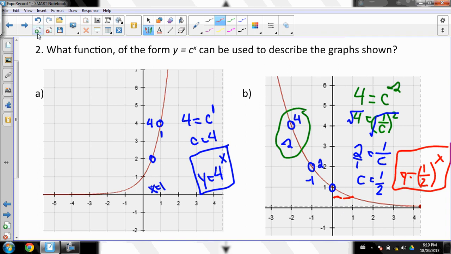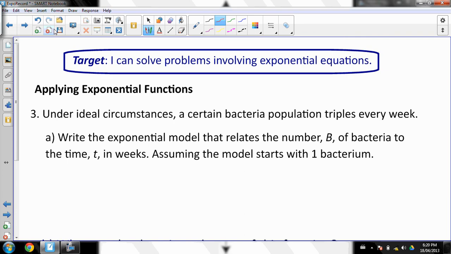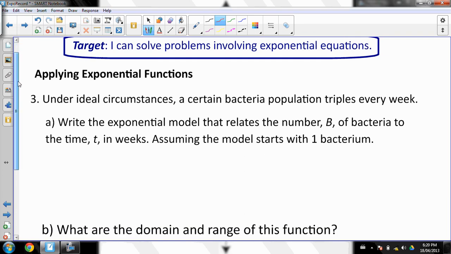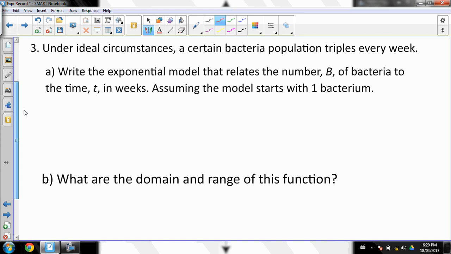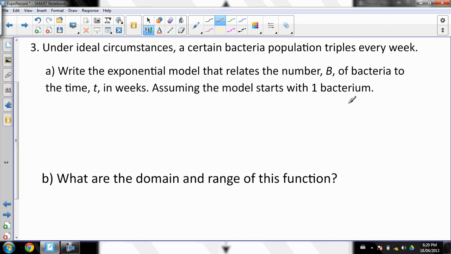Okay, we've got a few more examples. Solving problems, so, applying exponential functions. Under ideal circumstances, a certain bacteria population triples every week. Write the exponential model that relates the number, b, of bacteria to the time t in weeks, assuming the model starts with 1 bacterium.